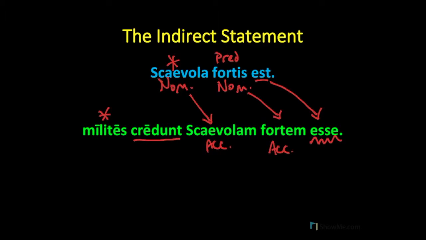Notice that in the first sentence, the idea is Scaevola is brave. But in the second sentence, we've shifted our focus. Milites credunt is the focus of the sentence. The soldiers believe. And then Scaevolam fortem esse becomes the thing that they believe, that Scaevola is brave. Okay, so let's work with translating these examples that we've seen so far.